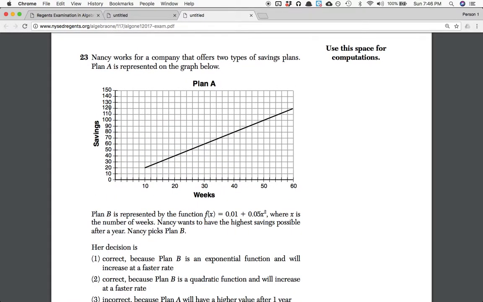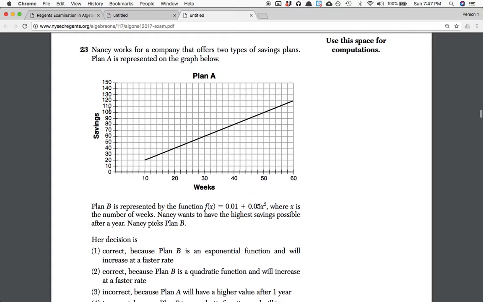Question 23. Nancy works for a company that offers two types of saving plans. Plan A is represented on the graph below. And there it is. So for the first 10 weeks, there's kind of nothing, but then the savings starts out at 20 at 10 weeks. Is it 20 what? $20? I don't know, just 20 something. By 20 weeks, it's up at 40, and it looks like it's going linearly up for the rest of it.